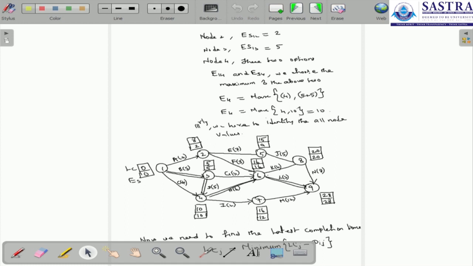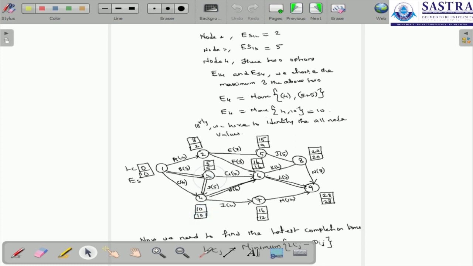Now from the fourth node, we have already completed 9th, 8th, 7th, 6th, 5th. Now we can choose the fourth node. For the fourth node, we have two activities here. We can choose from 16 minus 6 and 16 minus 2. 16 minus 6 is 10, and 16 minus 2 is 14. So we choose 10, the minimum value, as the latest completion time. So for the fourth one, 10.